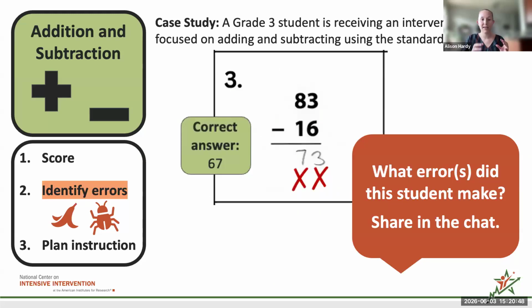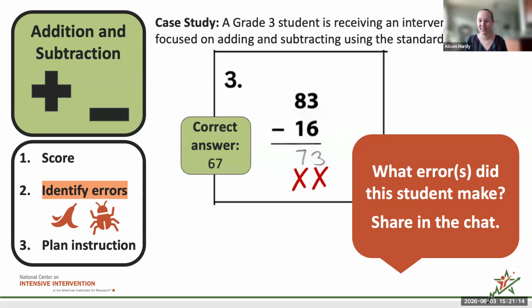And take a look at this error. And let me know in the chat, what error did this student make? This is also a bit of a classic. So I see in the chat, we call this reversing digits. And then I see subtracted as if it is commutative.